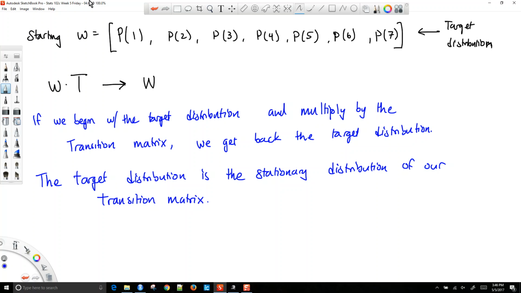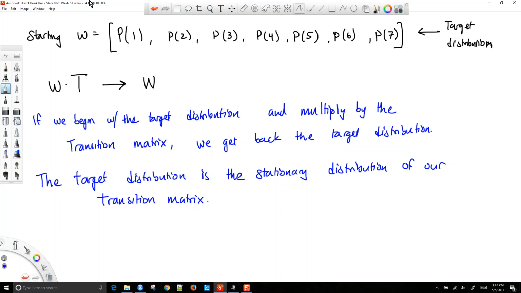Yeah. So the target distribution is an eigenvector? Yeah, the target distribution is an eigenvector of the transition matrix for the Metropolis algorithm. So that's why the Metropolis algorithm works, because the eigenvector of the transition matrix is the target distribution.